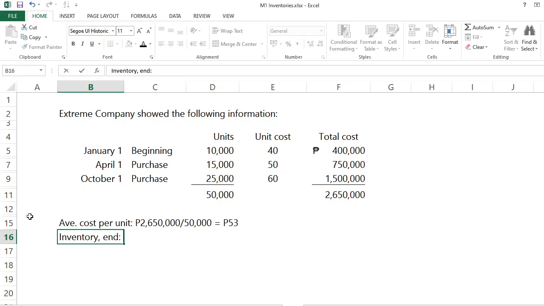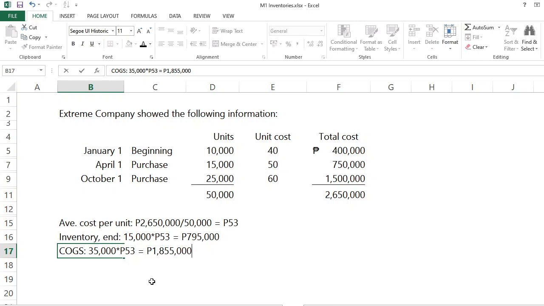Pila ganitong nabilin? Ato man itong na-compute ganina. That was 15, right? 15,000 times our 53 pesos, and that is 795,000. And then, our cost of goods sold, kung naatay 50,000 available and then 15,000 ang nabilin, therefore, ang nabaligya, 35,000 times again our weighted average, 53 pesos. And that would be 1,855,000. Okay. That is for the weighted average.